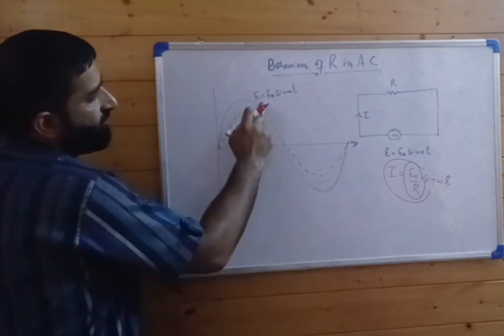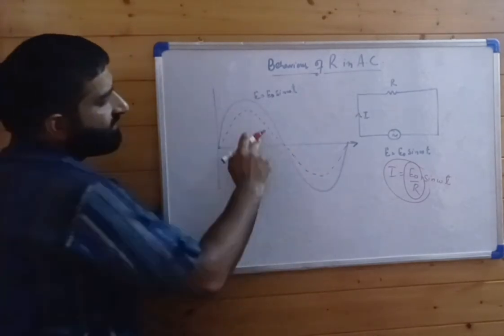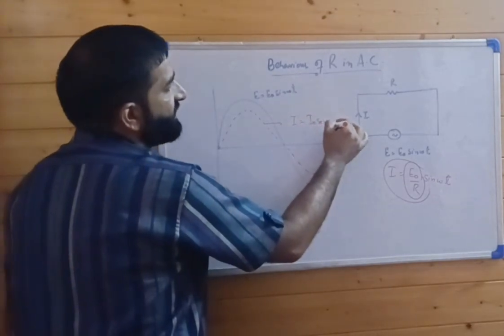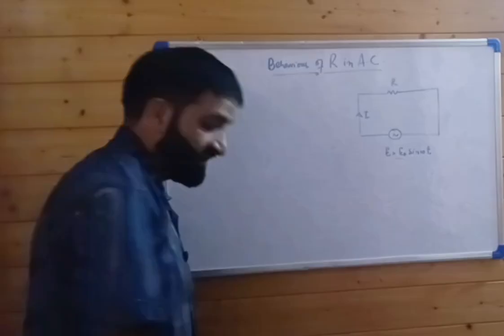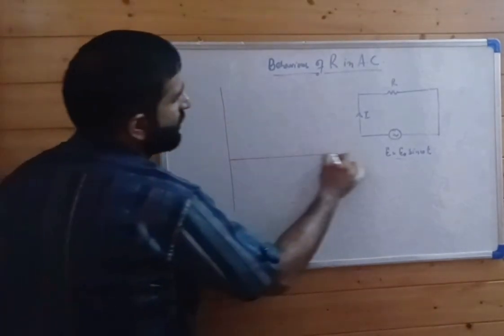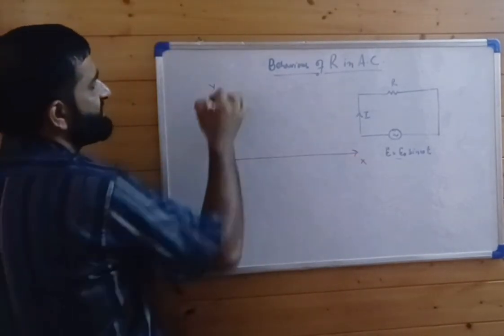So we have got two waveforms. This blue one is of the EMF and this red one is of the current. So here the phase difference is 0. Now let us discuss about the phasor diagrams. In phasor diagrams, we see that we have got two axes. One is x-axis and another is y-axis.